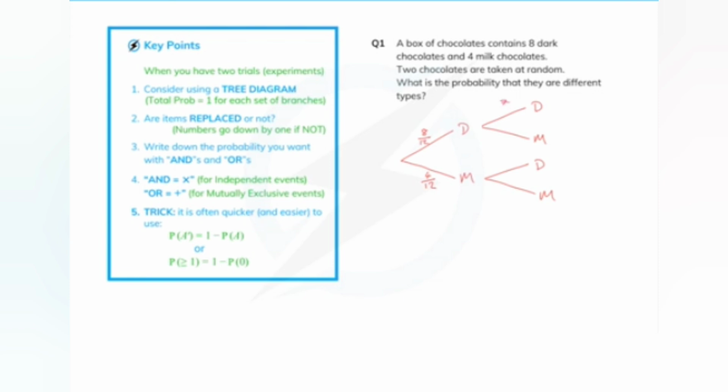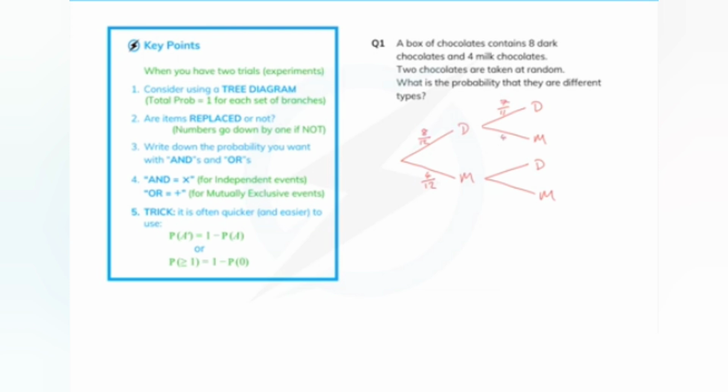But how many chocolates are left? Well, that's 11. And that's what I mean by the numbers going down by 1. The number on the bottom always goes down by 1 when it's not replaced, when we're not using replacement. And depending on which one you're taking, the number on the top might go down by 1 as well. Now, what about milk chocolates?